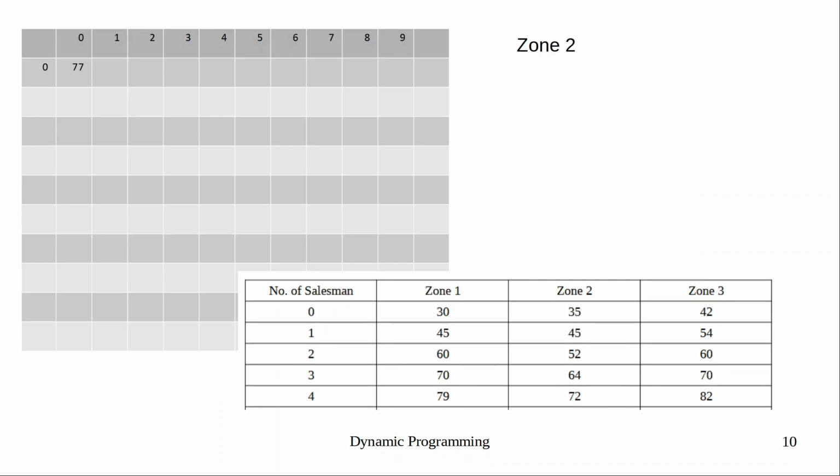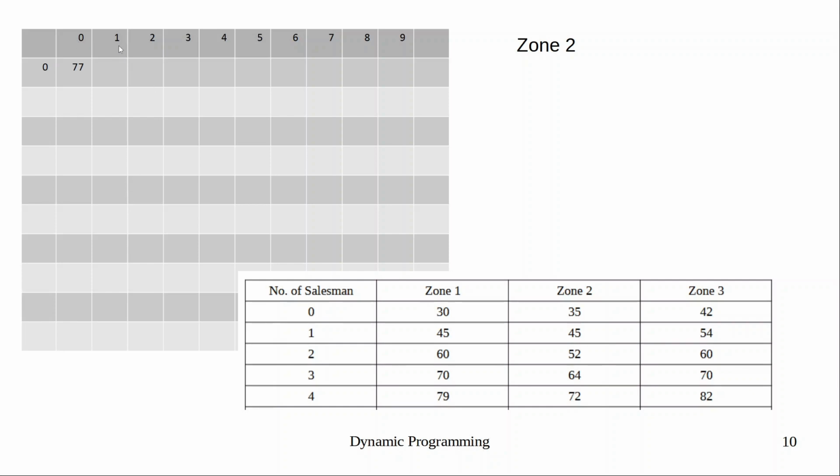So how do we solve this problem? We draw a table like this. You can see the table here. This table is for zone 2. In this table we have 10 columns and 9 rows. In the first column, we write the number of salesmen that we have got from zone 1. It can be right from 0 to 9.